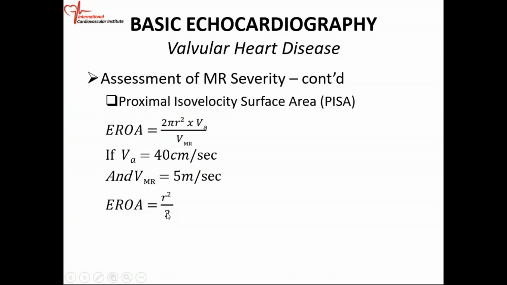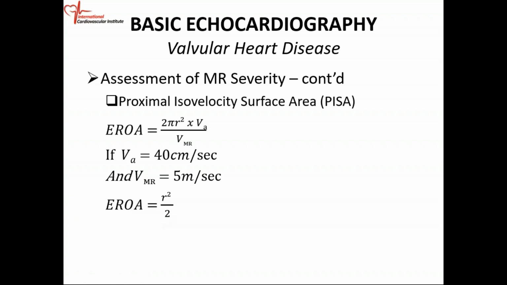So what they're going to do is they will show it to you on some diagram or some image. VA will be 40, MR will be 5 meters per second, and then they will show you the radius. And all you have to do is square the radius, divide it by 2, and you get the EROA.